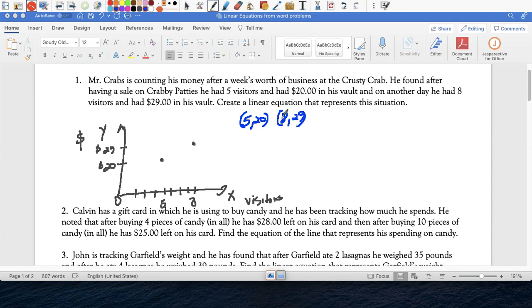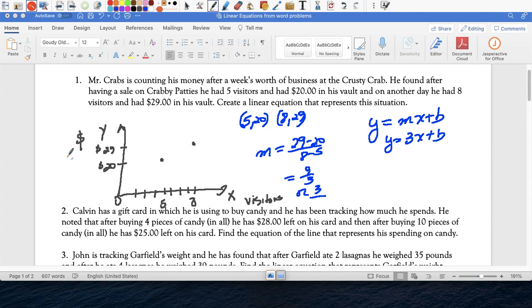So again, instead of me just giving you this problem and saying, hey, find the equation of the line, it's given to you in the context of this problem. Same exact thing. So let's find the slope. I'll do 29 minus 20 over 8 minus 5, and my slope is 9 over 3, or 3. So I can go to my equation, y equals mx plus b. I know what m is, which is 3.